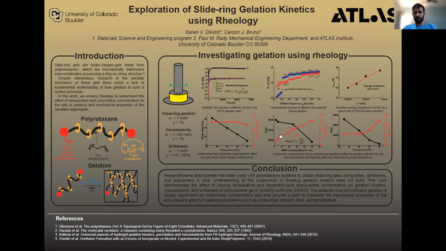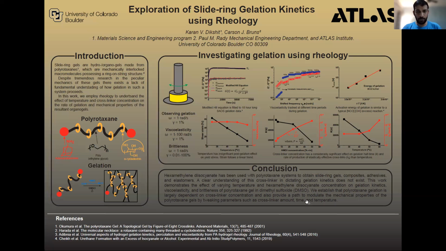Coming back to gelation kinetics, you see that the black axis here is theta in both these plots. So you see that concentration has a much stronger effect on gelation kinetics than temperature. Temperature only changes it by an order of magnitude, whereas concentration changes it by 3 orders of magnitude. And what I'm referring to here on the right axis is the rate of production of elastically effective crosslinks.